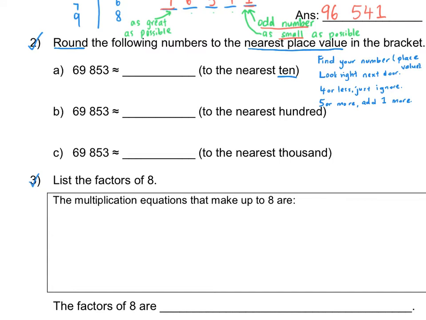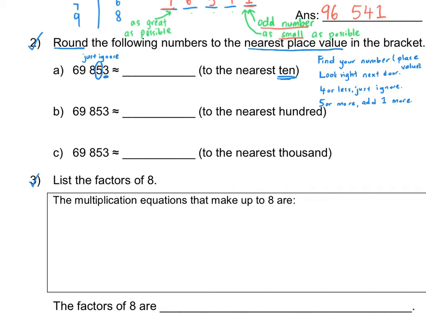So for part A, when we want to round the number to the nearest 10, step 1, we find our number based on the place value, tens. So let's find, this is the digit in the tens place, 5. Step 2, look right next door. So I look to my right next door. Now if this number that we look at on our right is 4 or less, we ignore. But if it is 5 or more, we add 1 more. So digit 3, is it 4 or less or 5 or more? 4 or less. So we just ignore.